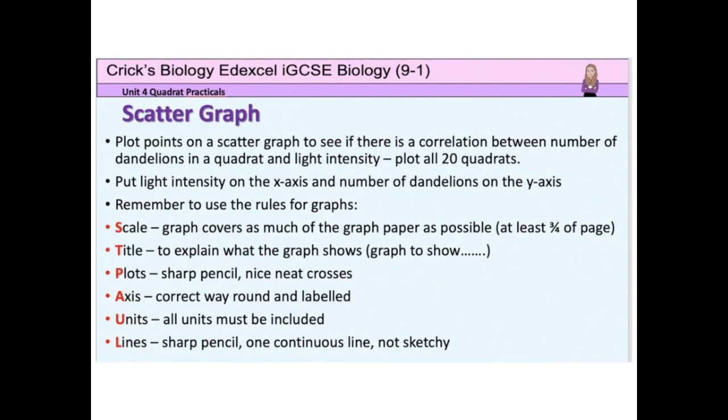A is for axes, make sure they are labelled. U is for units, all units must be included, so here lux for light intensity. L is for lines, use a sharp pencil, one continuous line, not sketchy, and a line of best fit so you are leaving approximately the same number of plots above the line as are below the line.